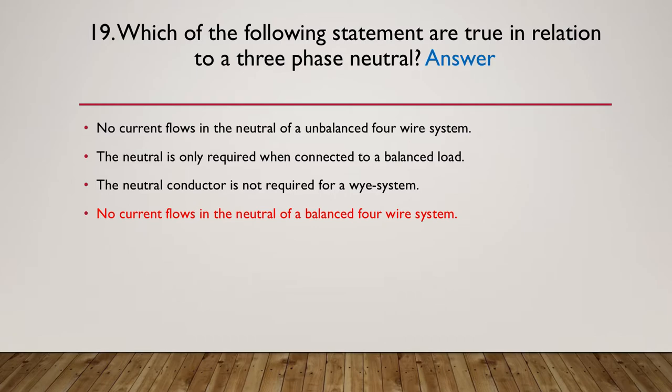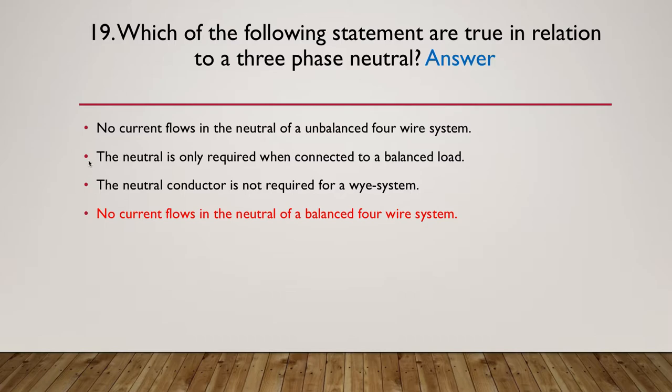Okay, time to move on to the answer. So the answer was number 4, no current flows in the neutral of a balanced 4-wire system. Our first possible answer, no current flows in the neutral of an unbalanced system. Well, that's not true. Current does flow in an unbalanced system in the neutral wire.